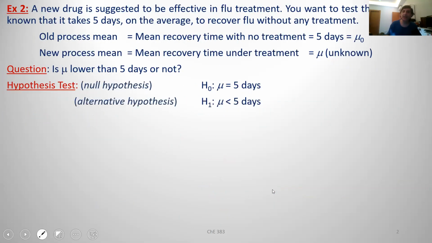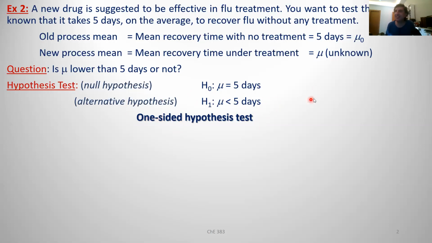Here, actually, this only includes mu smaller than 5. Therefore, there is a hidden greater than sign also there. So it's going to be mu is greater than or equal to 5 days. But please do not show it that way. Take it as mu is equal to 5 days. And these are called one-sided hypothesis tests, very similar to one-sided confidence bounds. We are only interested in deviations on one side.